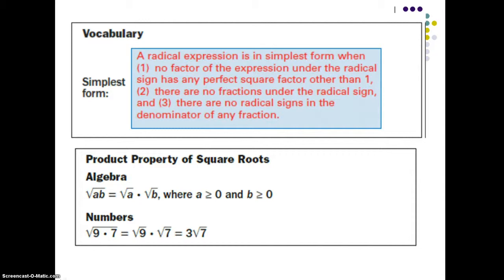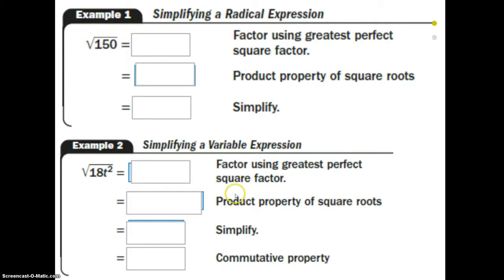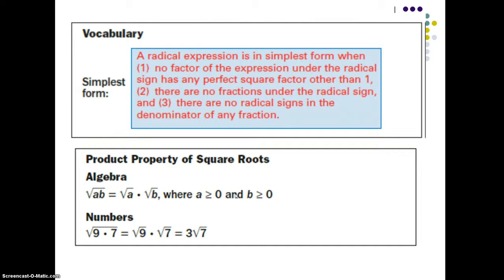Simplest form of a radical expression is when no factor of the expression under the radical sign has any perfect square factor other than 1. Remember, a perfect square factor means it's going to get you a whole number answer. There are no fractions under the radical sign, and there are no radical signs in the denominator of any fraction. So these are the three parts that we're looking for.